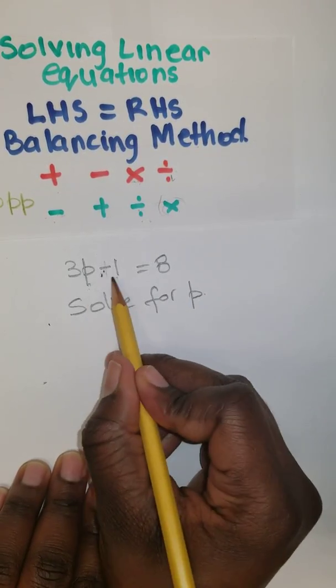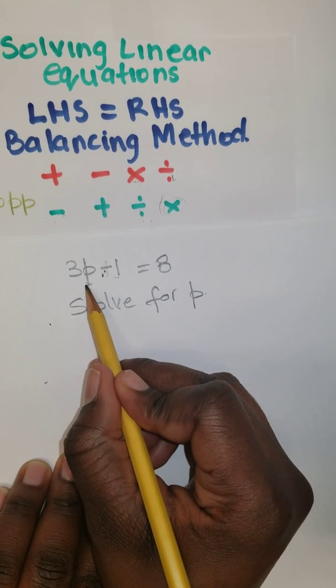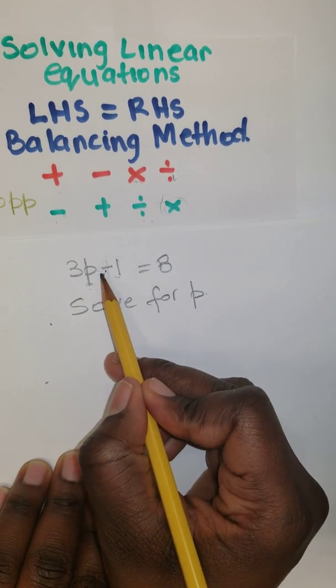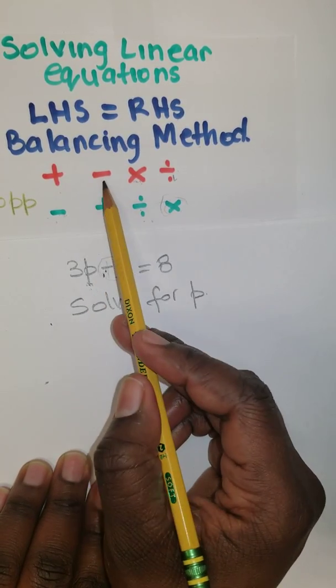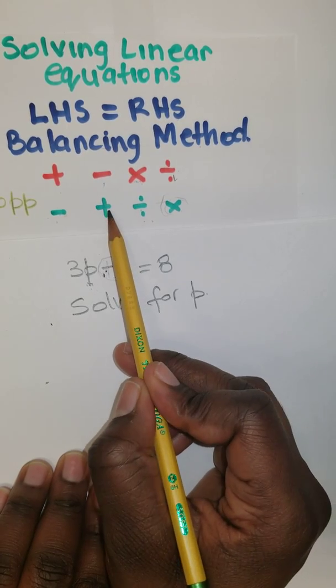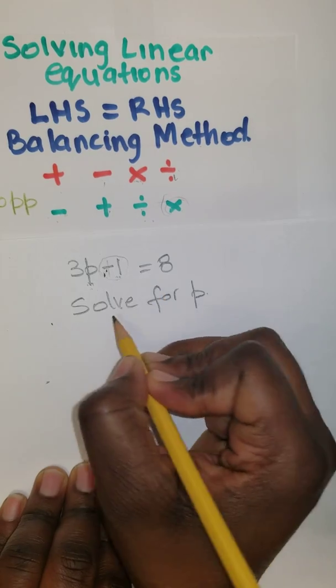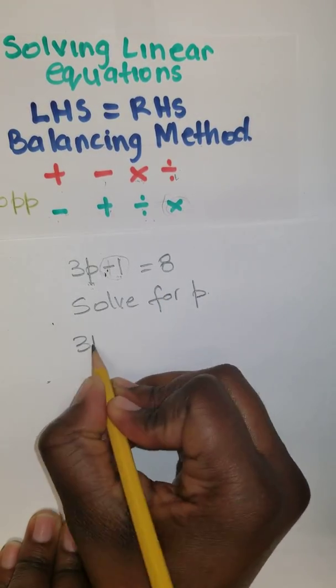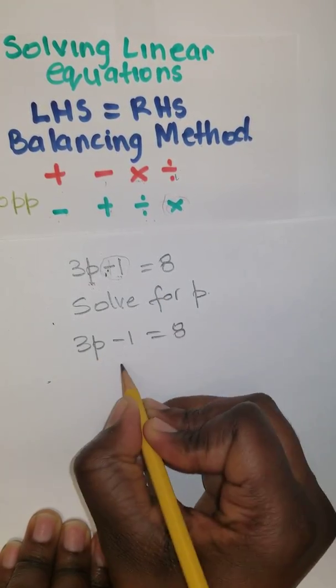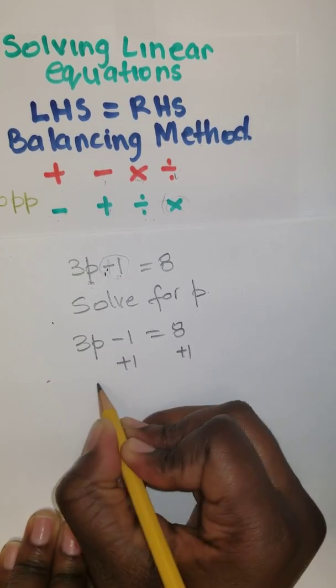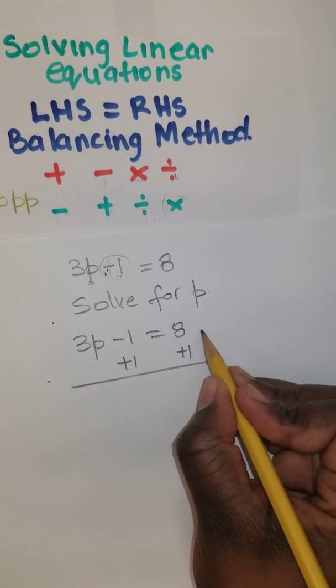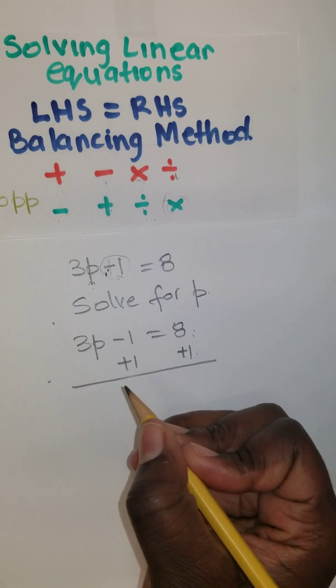Because the 1 is subtracting from the 3p, we have to get rid of this negative 1 here, and the opposite of subtraction is addition. So whatever we're trying to get rid of, we have to add it to both sides to cancel it. So 3p minus 1 is equal to 8. We add 1 here, add 1 here. Don't mind me rewriting, just to give you the clear steps.